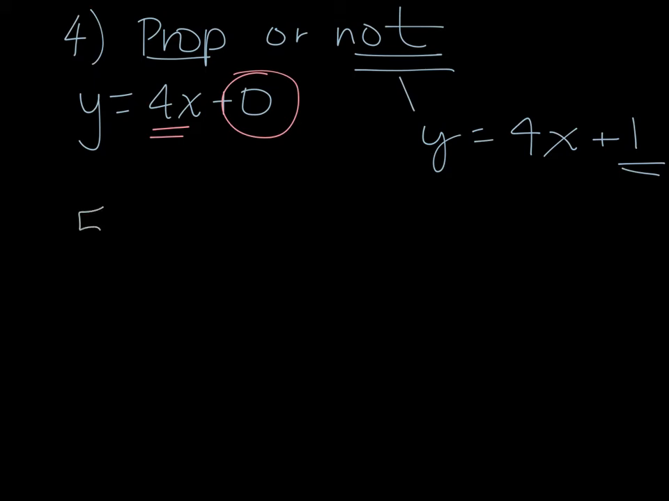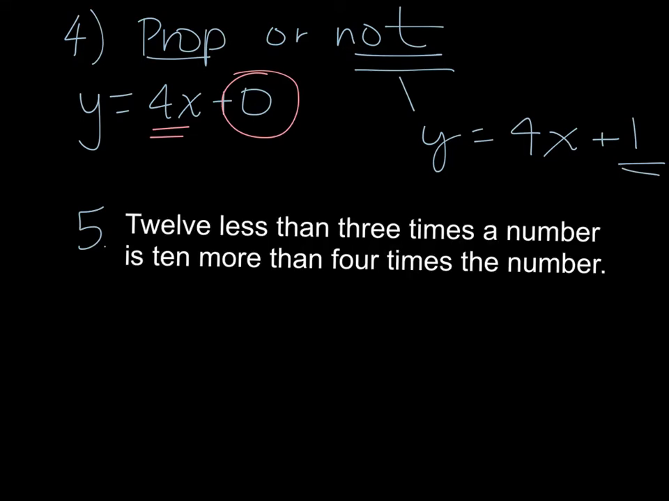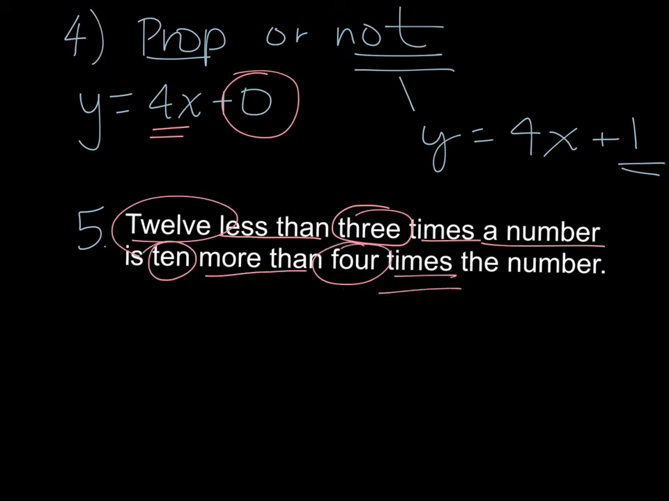Alright, I will also ask you to write an equation from a word sentence. So let me give you an example of a word problem, and I want you to translate it into an equation. Okay, let's look at this one. It says 12 less than 3 times the number is 10 more than 4 times the number. So I'm going to start highlighting or underlining 12 less than 3 times a number. I'm going to underline 10 more than 4 times a number, okay?